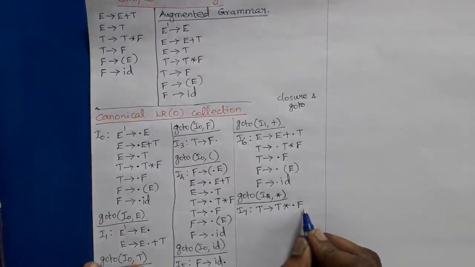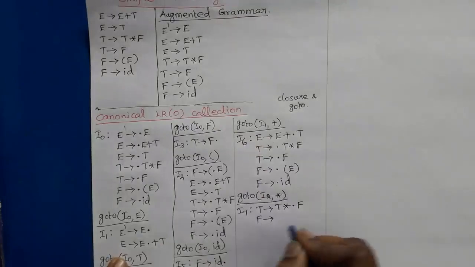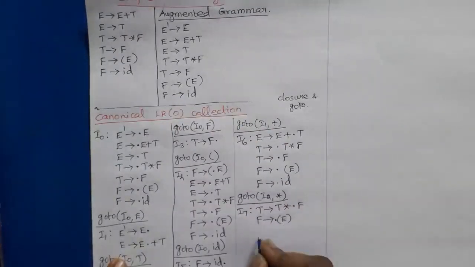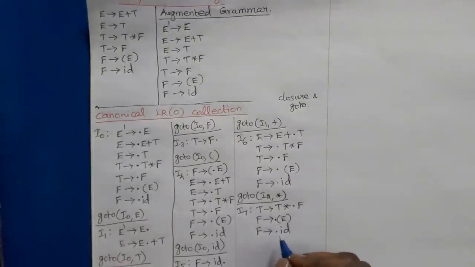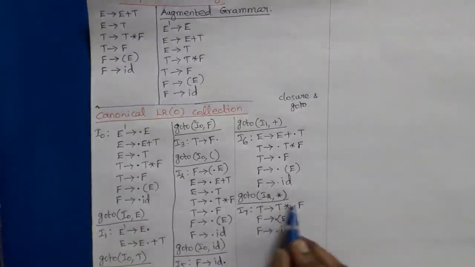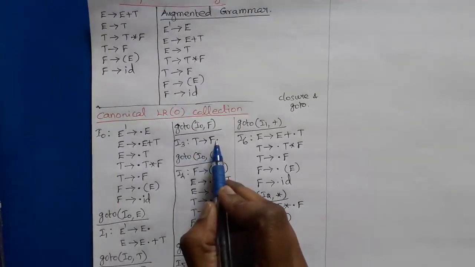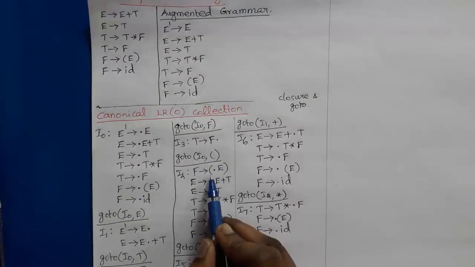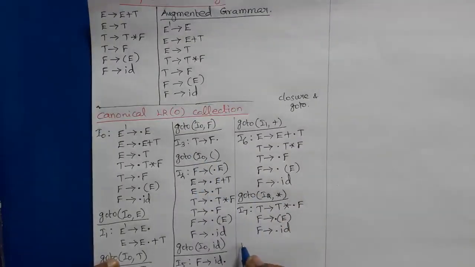Then dot is followed by a variable. So we have to do the closure operation. So include both the F productions with dot at the left end. Then in these two productions, dot is followed by the terminal symbols. So leave it. So we have shifted I2 and star. Then consider I3. Here dot is already at the end. So in I4 we need to consider E. So I4 and E.